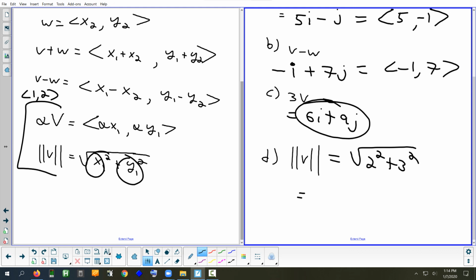Square root of 13. Now, if you could simplify it, you would. Like if it was the square root of 20, that would simplify to 2 square roots of 5. Same rules we always use. But 13 is prime, so it doesn't simplify. Okay. Any question on add, subtract, scale, or find the magnitude?